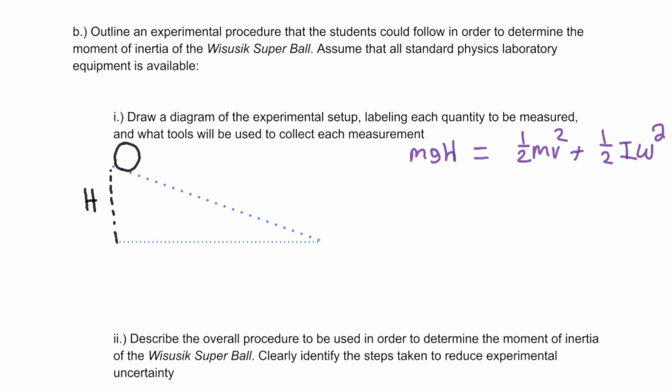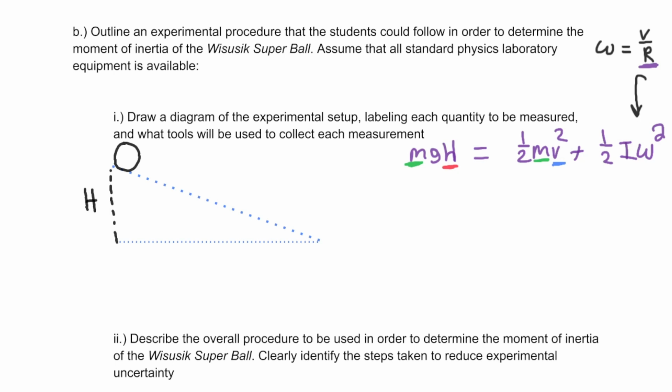So notice that in order to determine this moment of inertia, I basically got to get everything else out of this. So I need m, I need g, which is a constant, I need h, which I can measure, and I need v. And notice I also actually need omega, but that's not actually a different thing because omega is equal to v divided by r. So I guess I also do need the radius of the sphere.